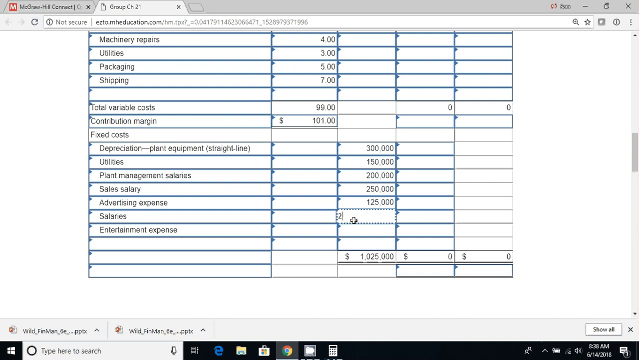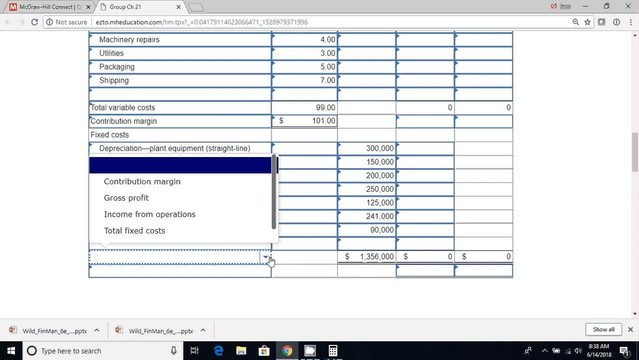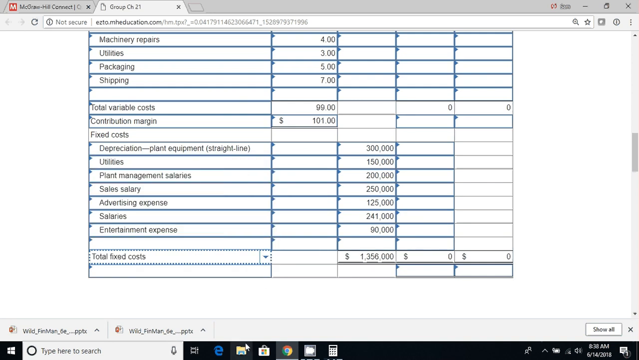Salaries were going to be 241,000. And entertainment expense is going to be 90,000. Okay, again we have some kind of total down here. What do you think it's a total of? Probably total fixed cost. And then let's just go ahead and finish out the column.